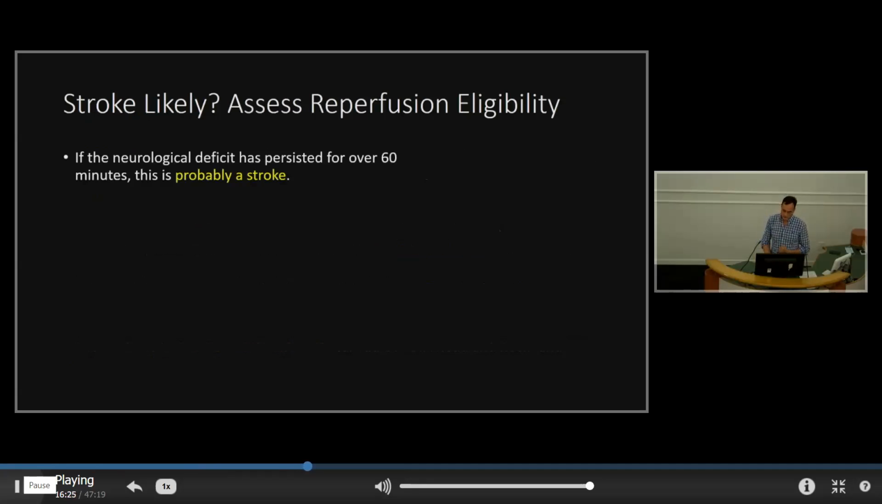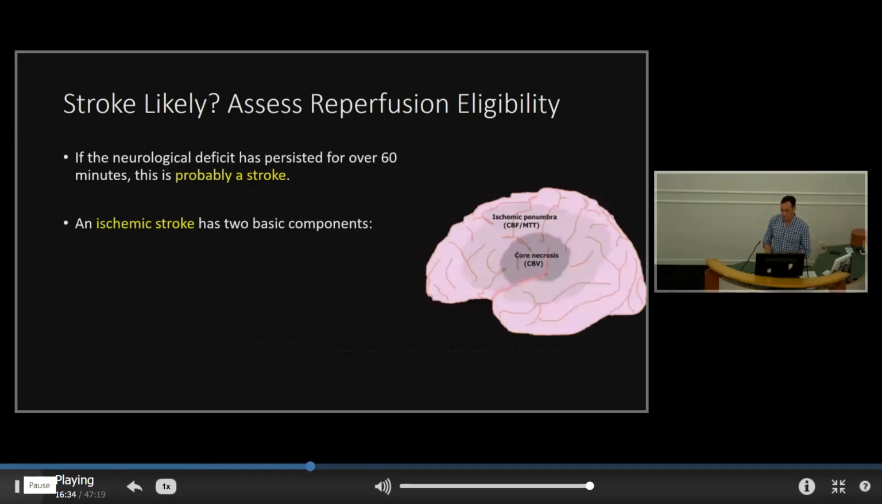Stroke is treated very differently from TIA. So if you have a neurological deficit that's been there for longer than an hour, that's probably a stroke, not a TIA. Ischemic stroke has 2 components. Okay, this is very basic stroke knowledge. It is essential to treating these people correctly.